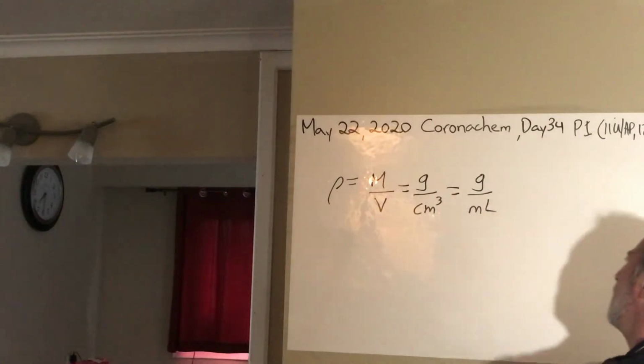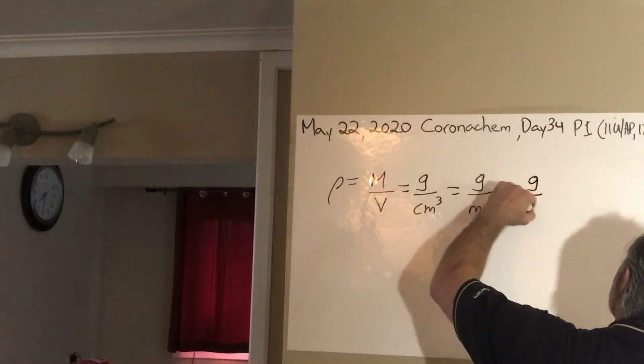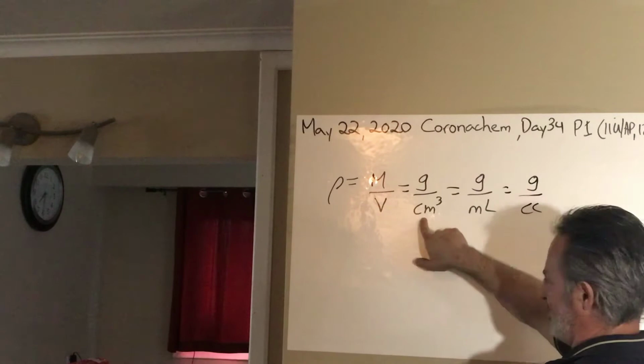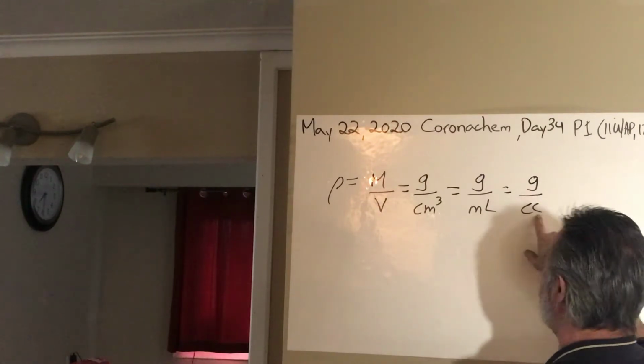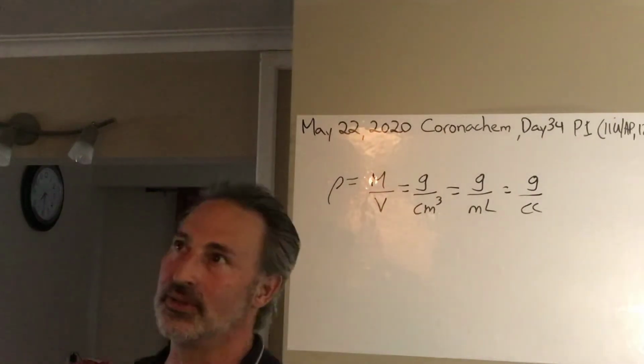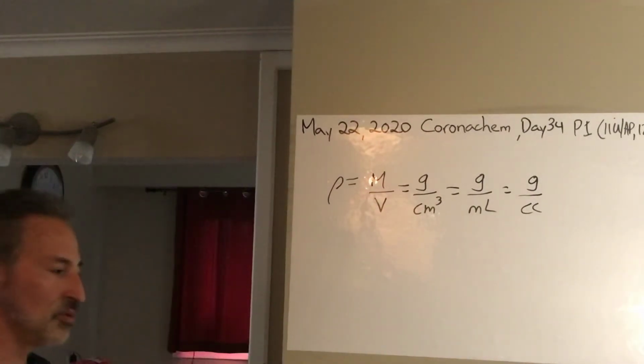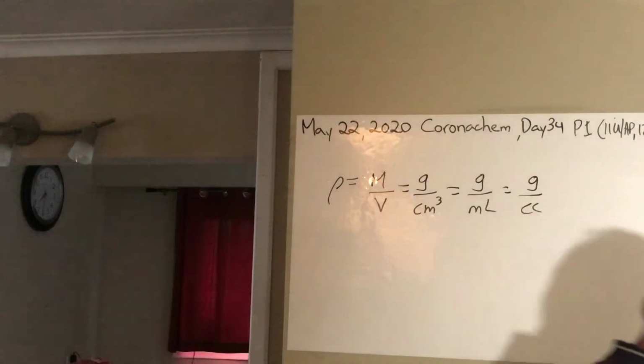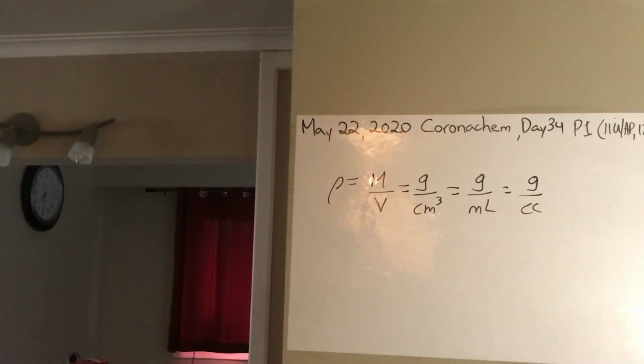Sometimes you could even see grams per cc. Basically, it's the same thing. Centimeter cubed, they just say cc. You're all good at acronyms, right? So it's not hard. Let's do a couple of examples where we work out the density of things.